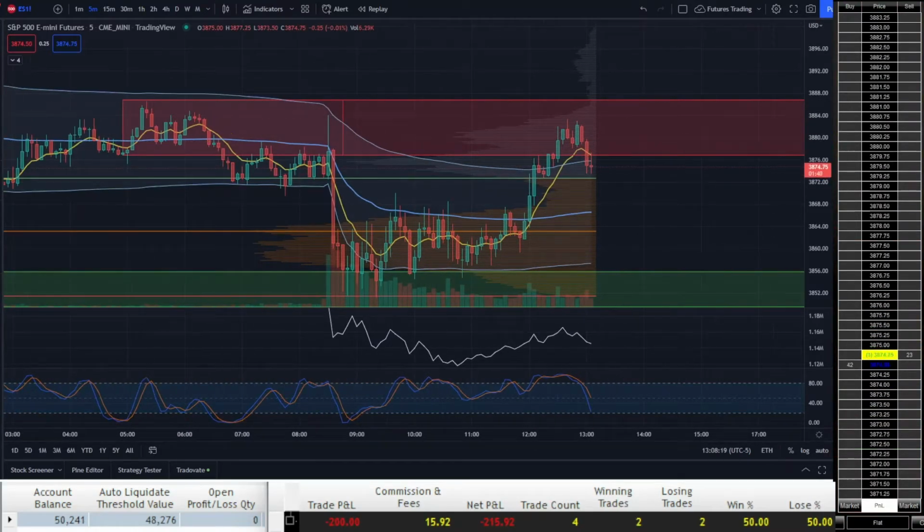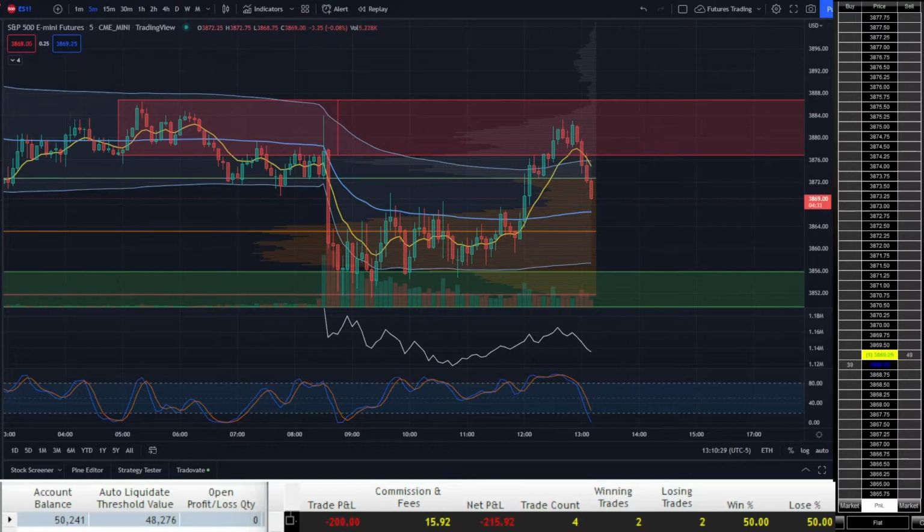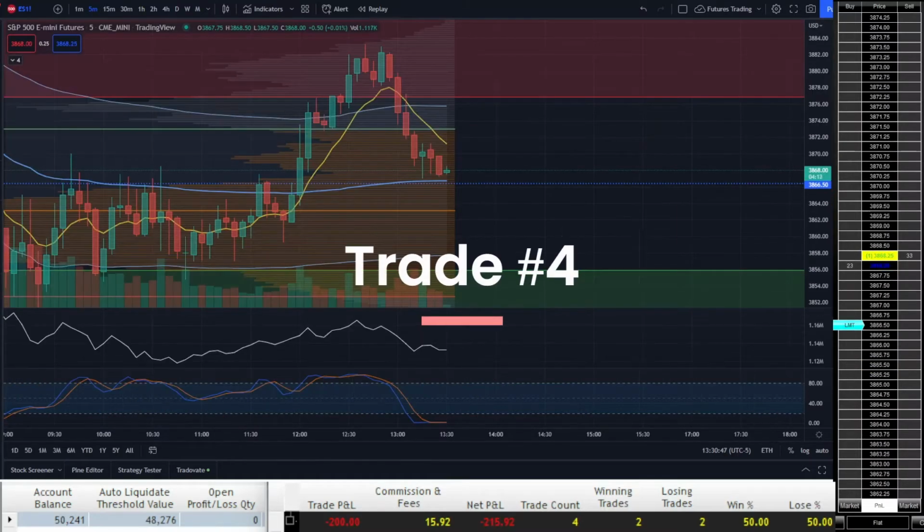And of course, after I close the position, sellers eventually show up and price gets rejected out of the supply zone. If I hadn't taken such a big loss in the previous trade, I might have stayed in this one for a little longer. Trade 4 was pretty simple.